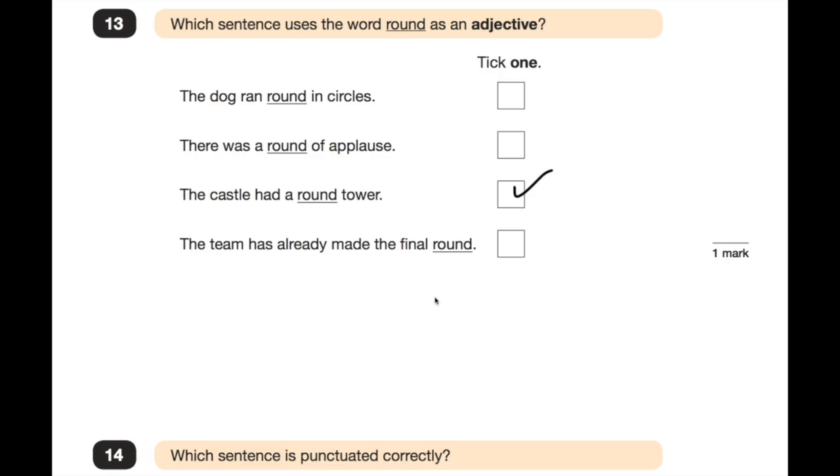If you were to look at the other ones, the dog ran round in circles. The round bit is the adverb. It's describing how the dog ran. The second one, there was a round of applause. A round of applause is a noun. It's a thing. And the last one, the team has already made the final round. Again, the final round is a thing. It's the thing you want to make if you're the best football team. You want to get into the final round. So therefore, again, it's a noun, not an adjective.